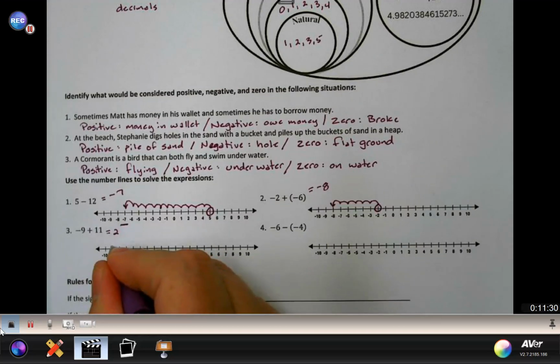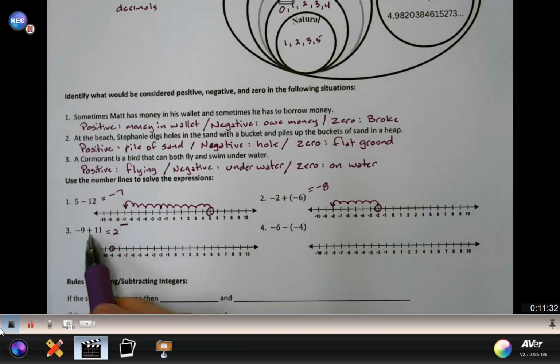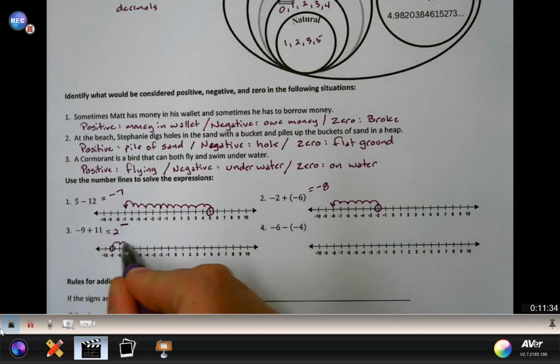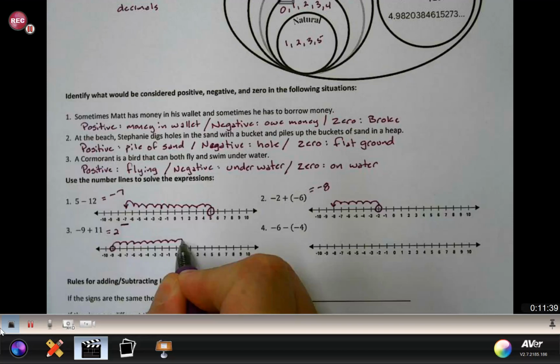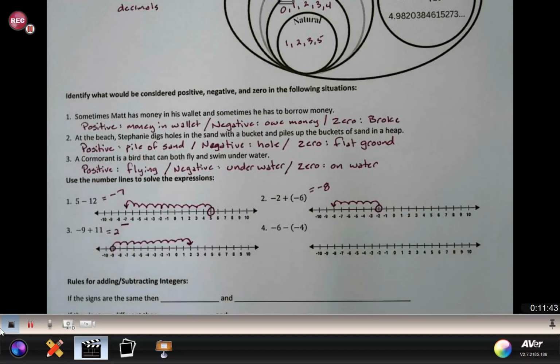So we're starting at negative 9, and then plus 11, we are going to go 1, 2, 3, 4, 5, 6, 7, 8, 9, 10, 11. Just like we said it would be. And I'm going to have to fix that so it stops doing that.